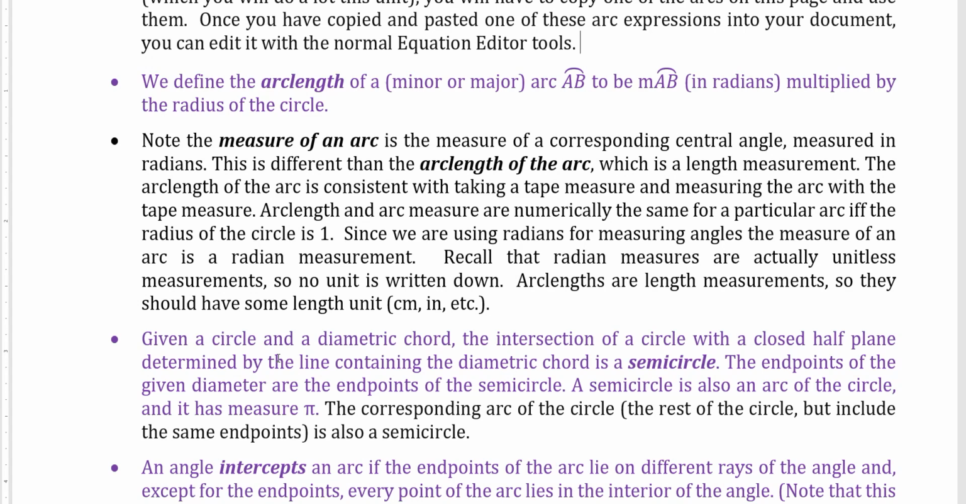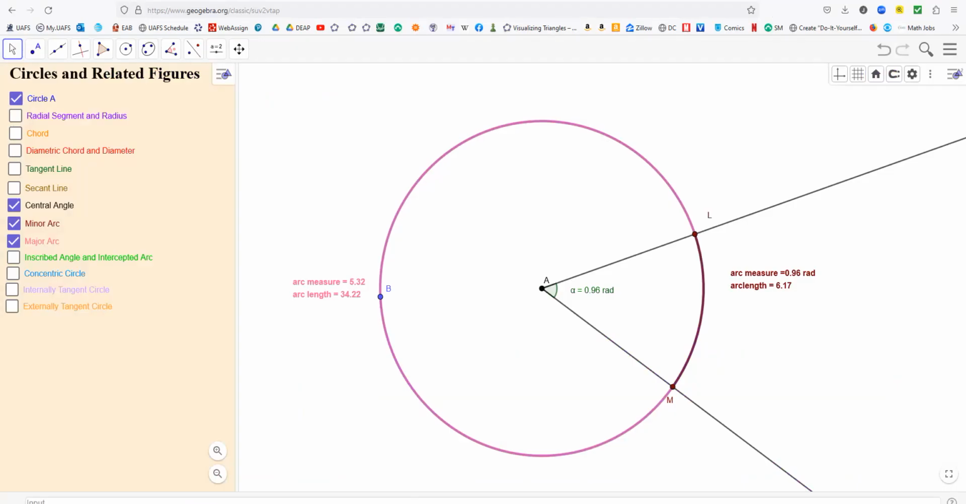Given a circle and a diametric chord, the intersection of the circle and the closed half plane determined by the line containing the diametric chord is a semicircle. The endpoints of the given diameter are the endpoints of the semicircle. A semicircle is also an arc of the circle and has a measure pi. The corresponding arc of the circle, the rest of the circle, but including the same endpoints, is also a semicircle.